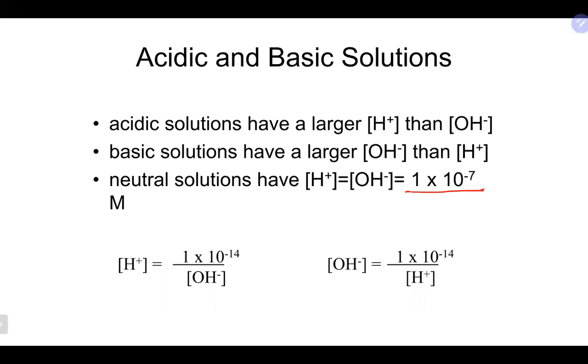The good news is it is the same calculation regardless of which one you're calculating. So whichever one they give you, you take 1 times 10 to the minus 14 and you divide it by the concentration given to you, and it will give you the H plus concentration or the OH minus concentration, depending on which one's given to you.